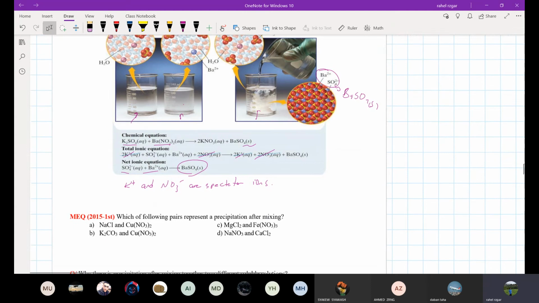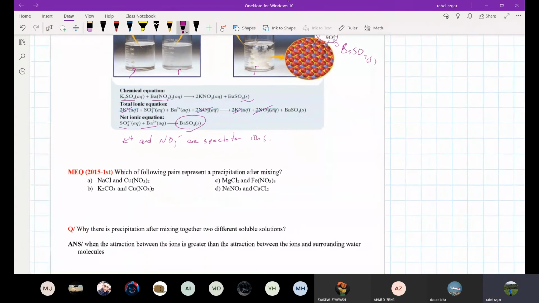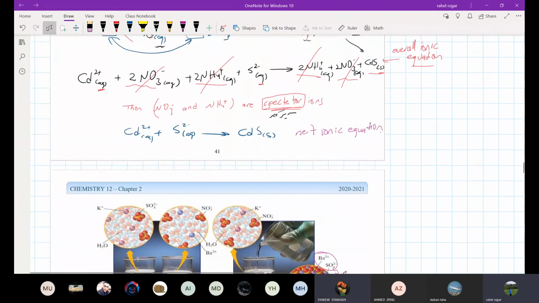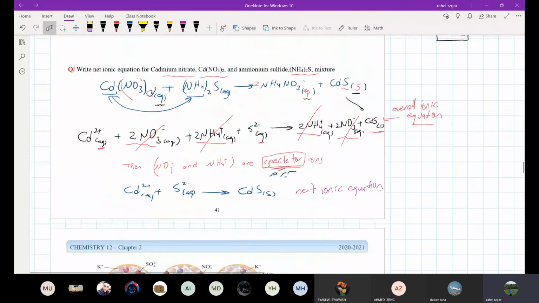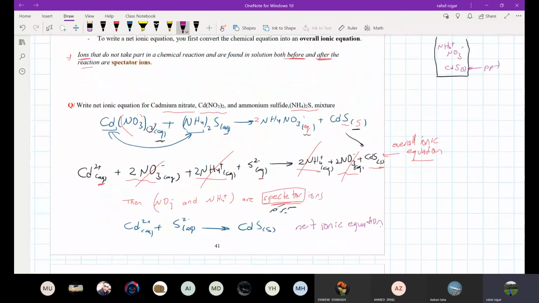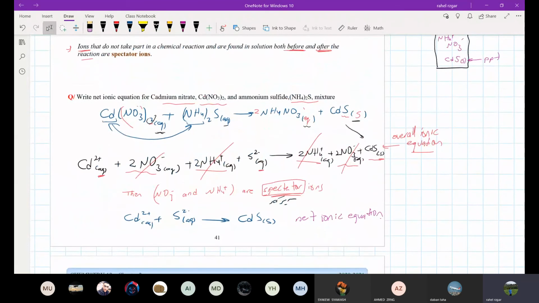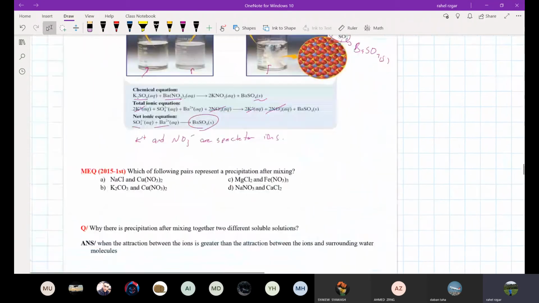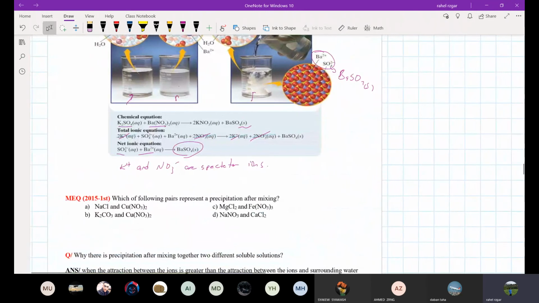Let's look at another example. See, it can ask different examples in different ways. Sometimes in a ministry exam question, it says what is the reaction between these two, like this. For example, it says reaction between cadmium nitrate and ammonium sulfide, what are the spectator ions? It just needs the spectator, that's it. Sometimes it says what is the net ionic equation? It only needs the net ionic equation.